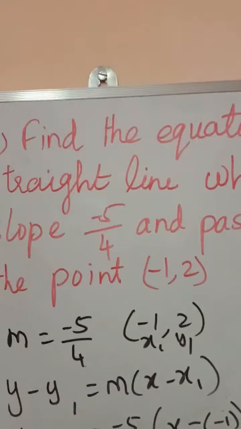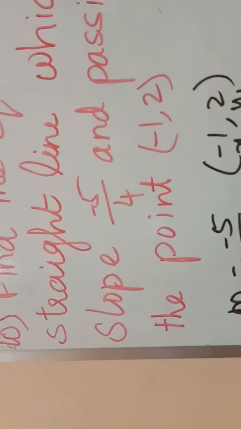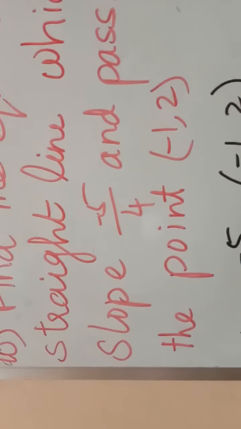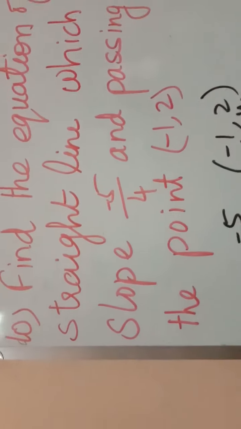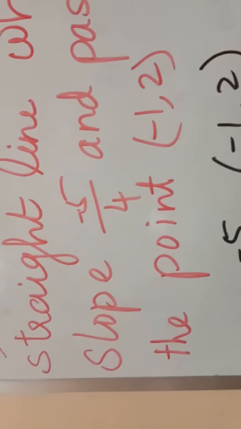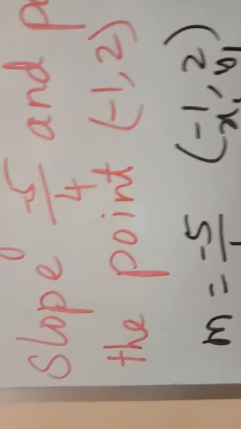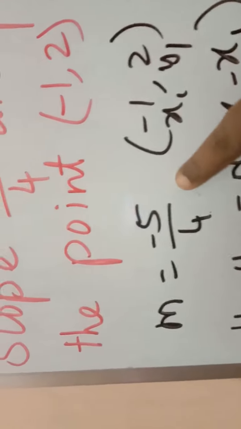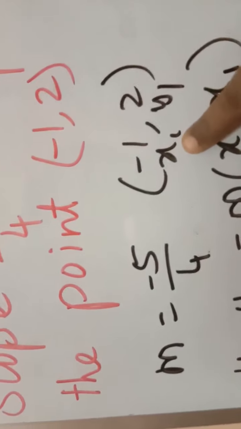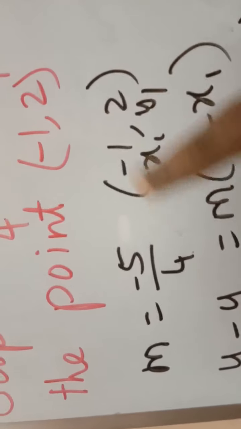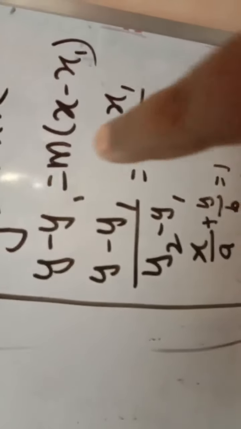Question number 10. Find the equation of a straight line which has slope minus 5 by 4 and passing through the point minus 1 comma 2. Okay, so what is given? We have to find the equation of the straight line. The slope of the straight line is minus 5 by 4 and it is passing through minus 1 comma 2. So slope m is equal to minus 5 by 4 and consider the point as x1, y1. So we know slope and 1 point.